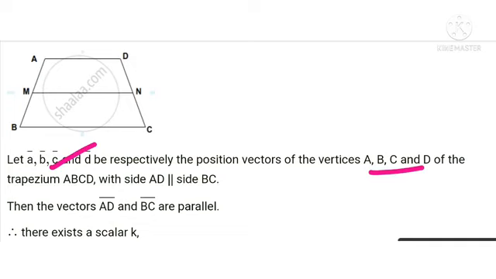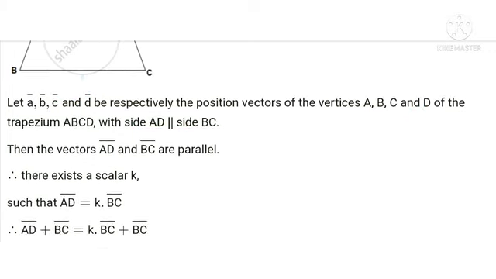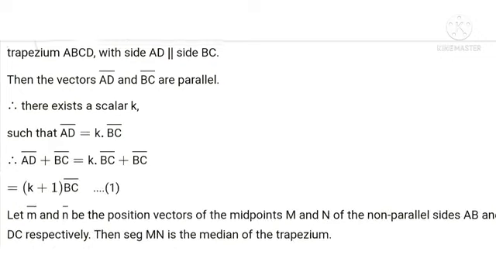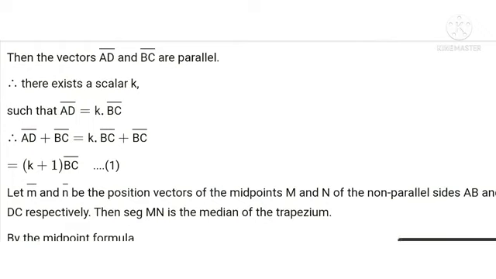And here the trapezium is there, so AD is parallel to BC. Then the vectors AD bar and BC bar are parallel. There exists a scalar k such that AD bar is equal to k BC bar. AD bar plus BC bar is equal to k BC bar plus BC bar, that is, (k plus 1) into BC bar.